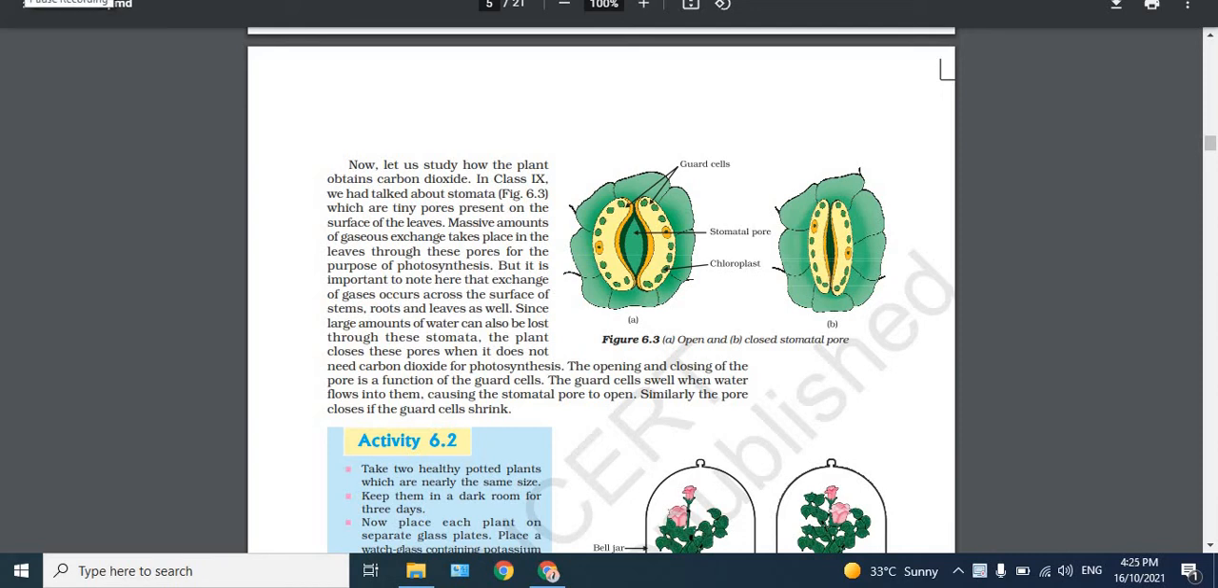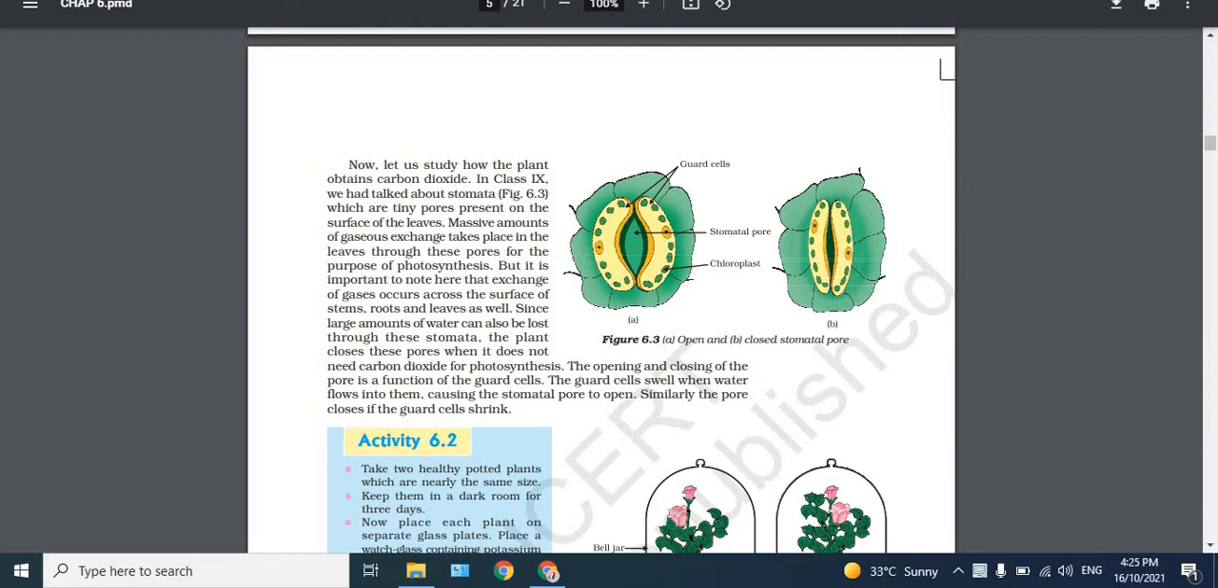Hi friends, today we will see class 10 chapter 6, life processes, part 2. Now let us study how the plant obtains carbon dioxide.